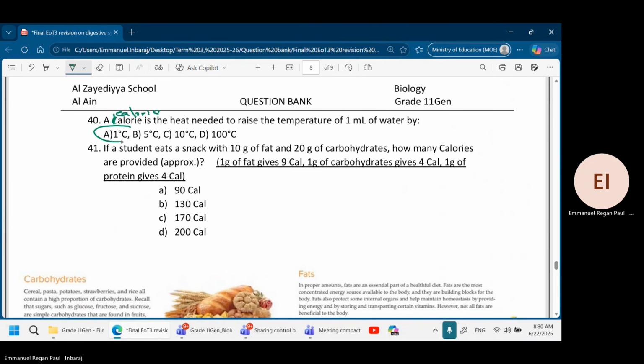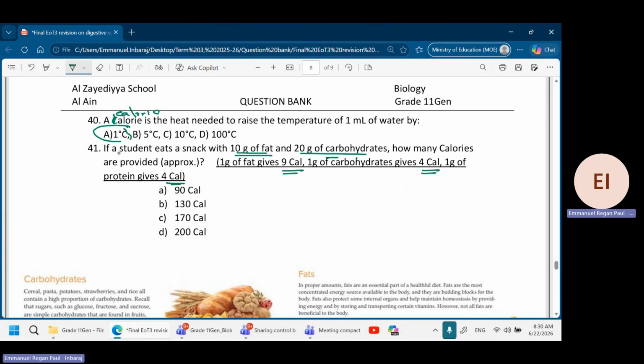by 1 degree Celsius. If a student eats a snack with 10 gram of fat and 20 gram of carbohydrate, how many calories are provided? Okay, let's see now. What you have to do? You see that what is given here, 1 gram of fat is equal to 9 calories. 1 gram of carbohydrate is equal to 4 calories. 1 gram of protein is equal to 4 calories. This you need to memorize. 1 gram of fat gives 9 calories. 1 gram of carbohydrate gives 4 calories. 1 gram of protein gives 4 calories.